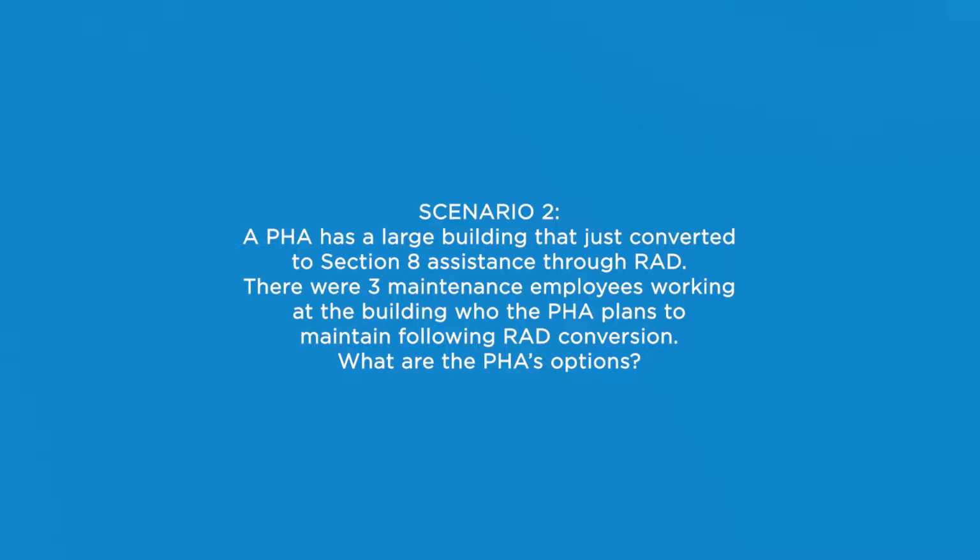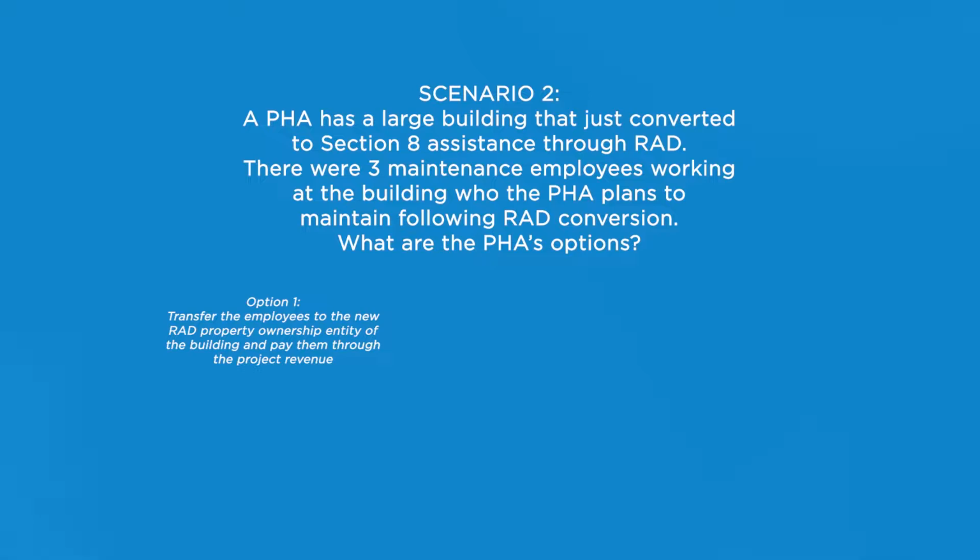Scenario 2. A PHA has a large building that just converted to Section 8 assistance through RAD. There were 3 maintenance employees working at the building who the PHA plans to maintain following RAD conversion. What are the PHA's options?